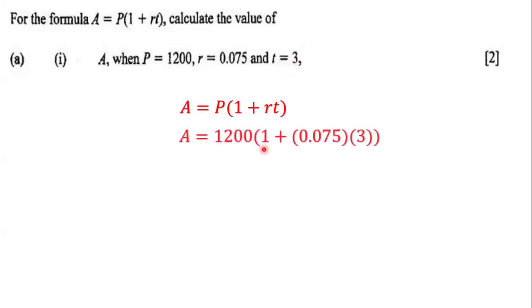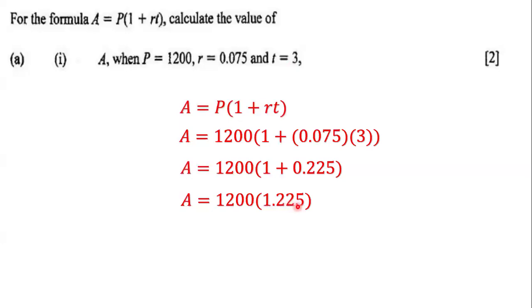Next, we have to substitute these values. So P is equal to 1,200, R is equal to 0.075, and T is equal to 3. And so we multiply 0.075 by 3, and that gives us 0.225. The next thing we're going to do is add. So we have 1 plus 0.225, and 1 plus 0.225 is going to be 1.225.